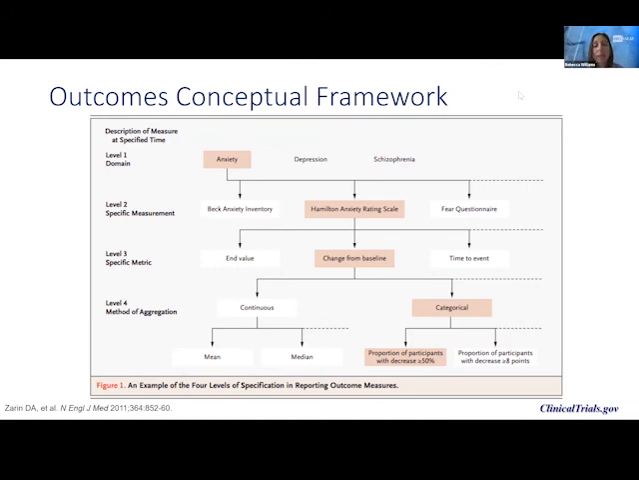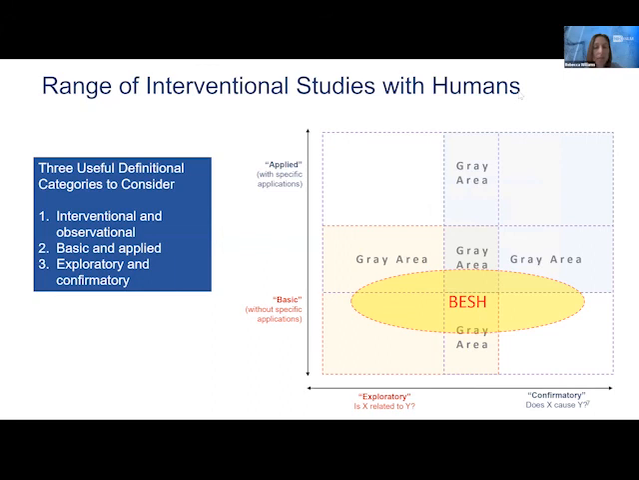And then accordingly, you would choose to summarize any particular changes you're seeing in your population using a specific metric with a specific method of aggregation. And so that's also the framework that we rely on for reporting of results information. And to a certain extent, the registration information parallels that outcome measure framework.